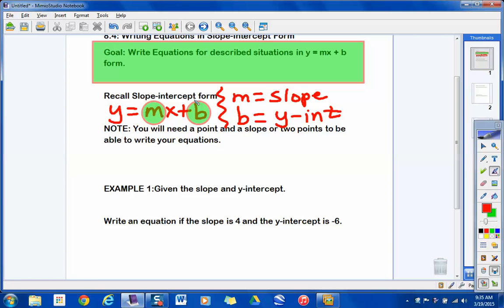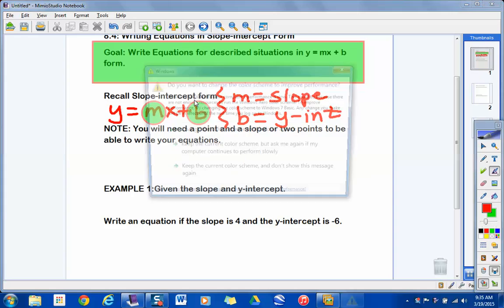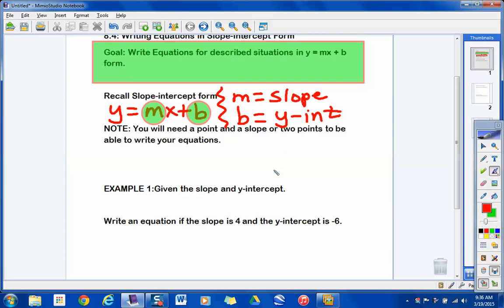All right, I'm at the note part right there. Somebody want to volunteer to read the note for me? You'll need a point and a slope or 2 points to be able to write your equations. Okay. So we need the following. It says we need a point and a what? Okay, we got to find a point and a slope in order for this to work. Or it says you might need what? Or you'll need 2 points to make this work.